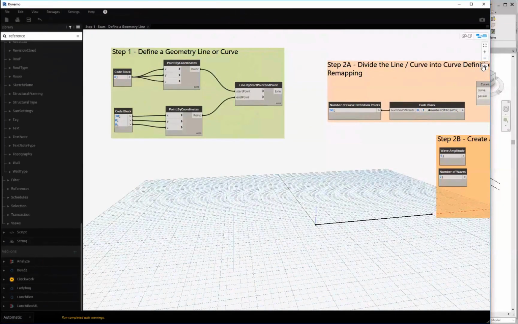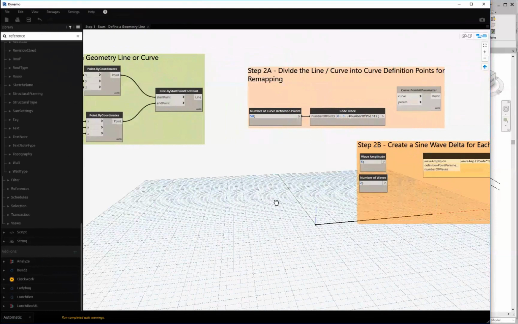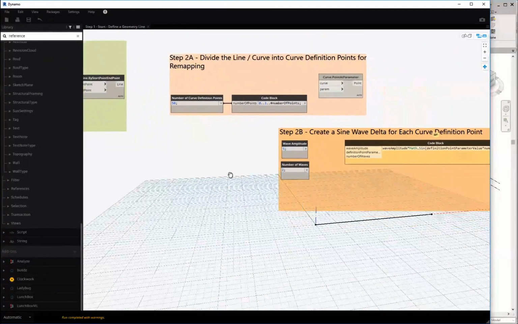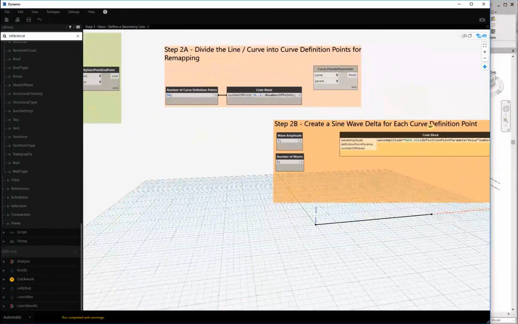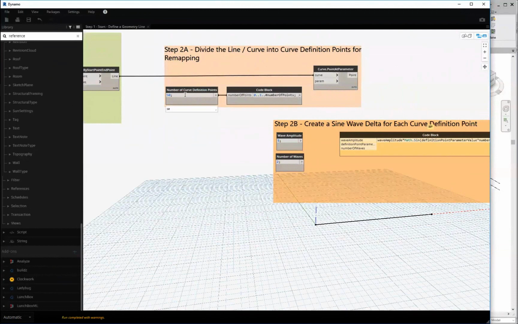So in Dynamo here, I can take my line and pan on over so we can see better. Just feed that into a curve point at parameter. I can choose how many different curve definition points I want to divide that line into. I'm going to choose 50 so I get a nice smooth curve. Okay, and you can see I got a lot of different points down there on the line now. Those are curve definition points.